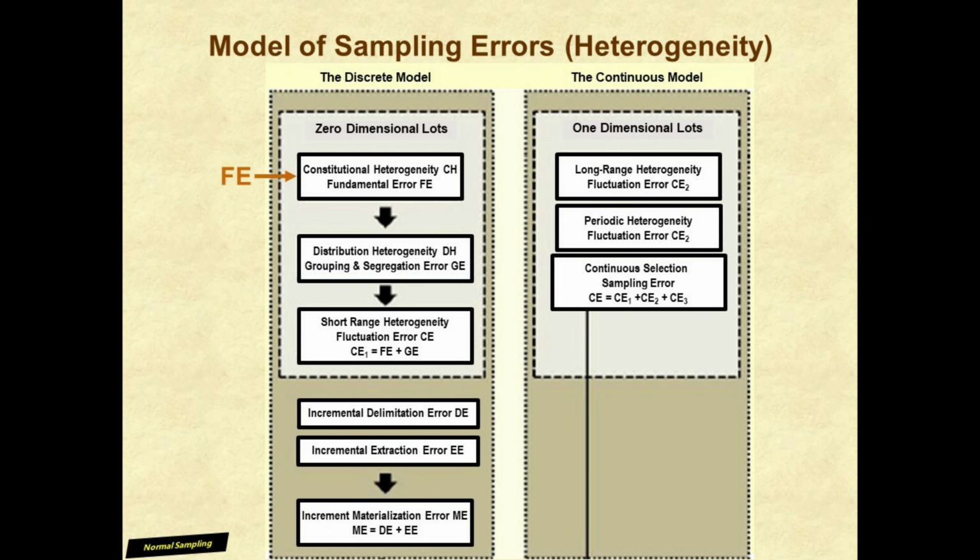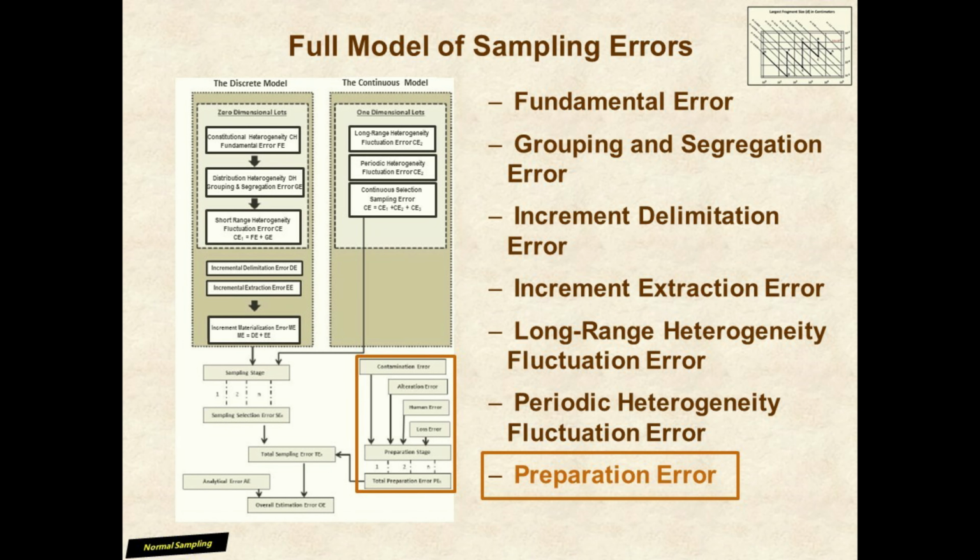Of course, the fundamental error is not the only error of concern. It is just one of Gy's 7 sampling errors. Discussing all the errors is outside the scope of this video. However, we will address briefly the grouping and segregation error. Note that 6 of the 7 sampling errors result from heterogeneity. The only exception is the preparation error, which is caused by items such as cross-contamination, material loss, sabotage, and other factors.